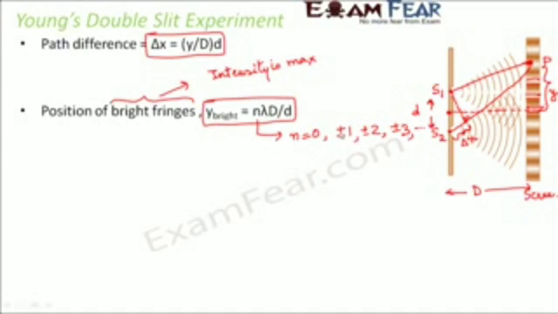Then when you put n equal to plus 1, you will get y equal to lambda capital D by small d. So that tells you the position of the next bright fringe here. And when you put n equal to minus 1, that tells you the position of the bright fringe which is below the central fringe. So let's say that this is the central bright fringe. You will have one bright fringe on top of that, one bright fringe below that.